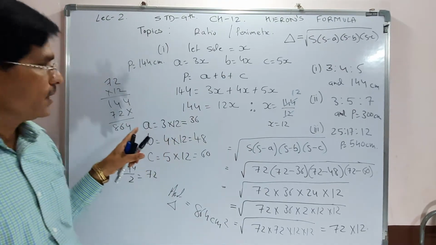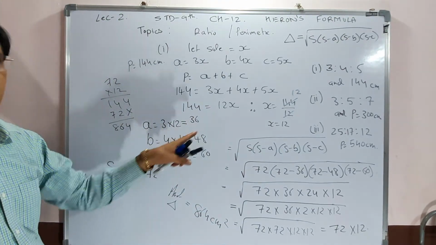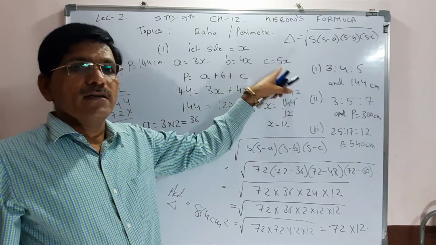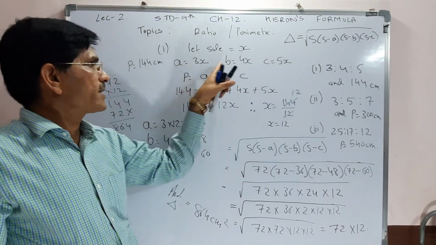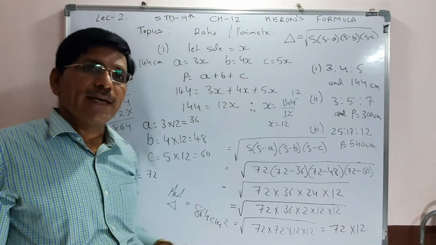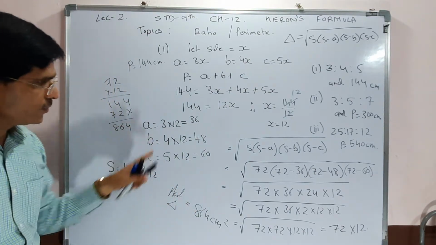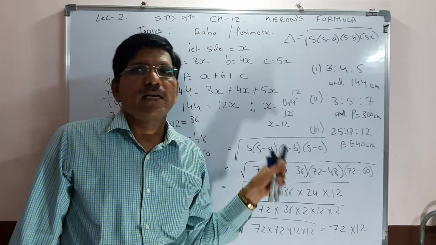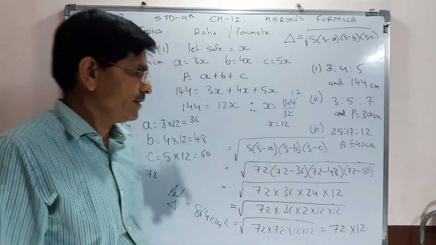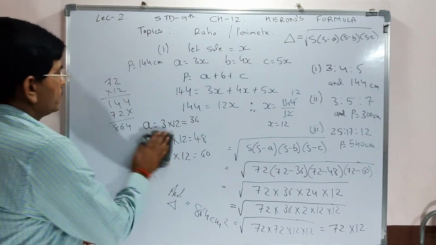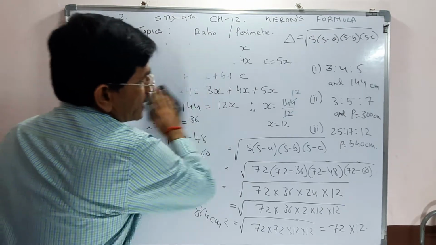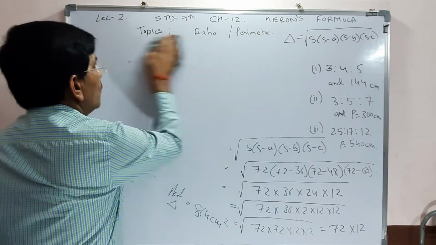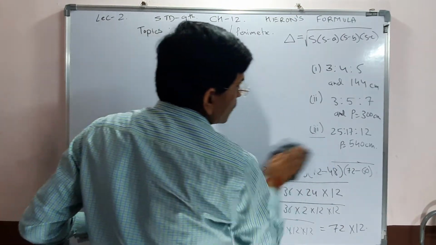Now what do I have to put? a is equal to 3 into 12. That is, put the value of x in the given sides. That is a is equal to 3x, b is equal to 4x, c is equal to 5x. And when you put the values, you have to put them in s minus a, s minus b, s minus c.